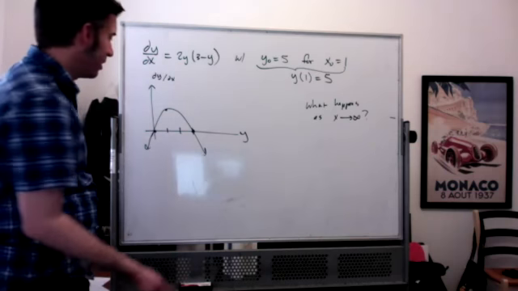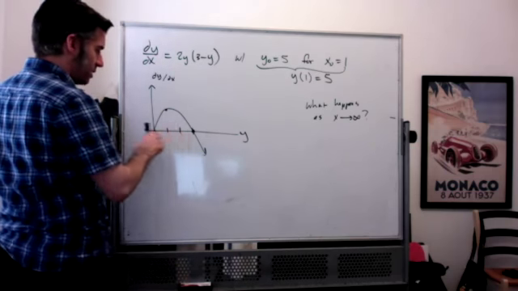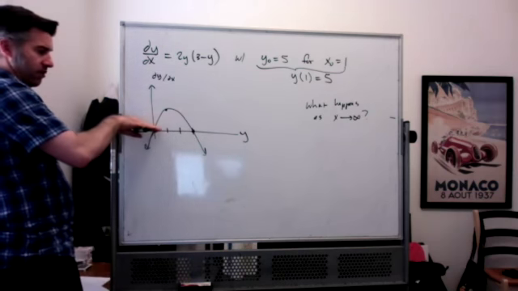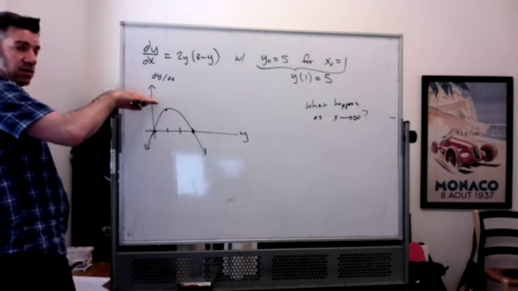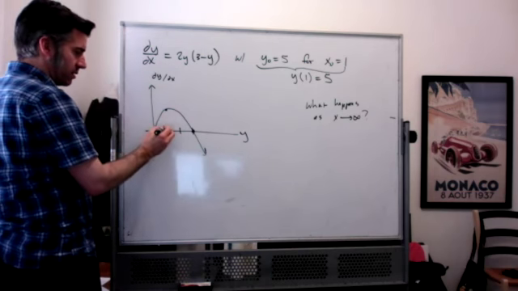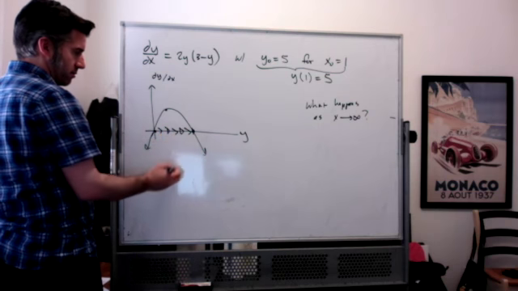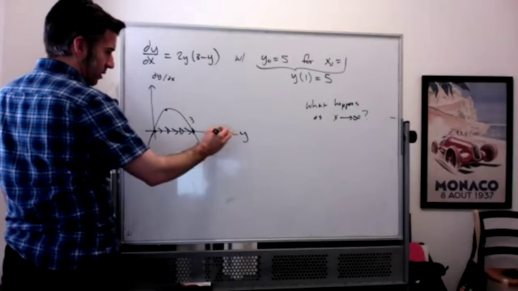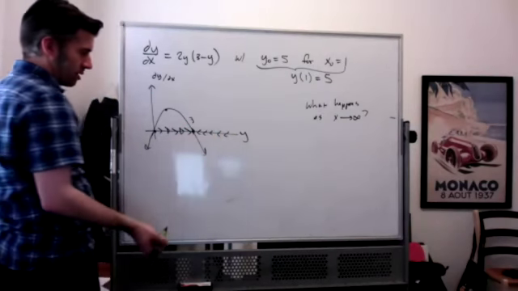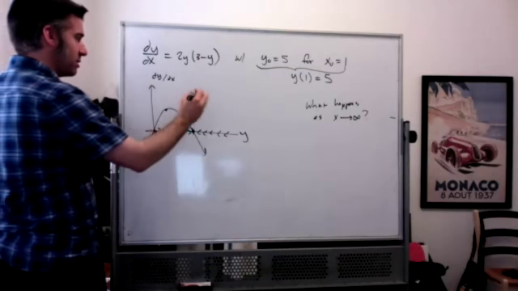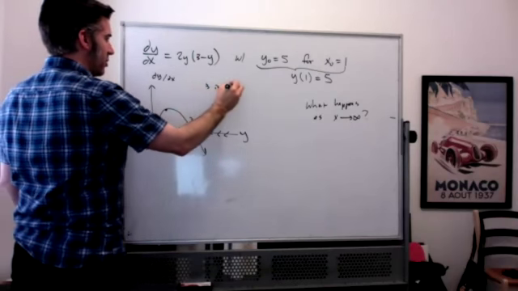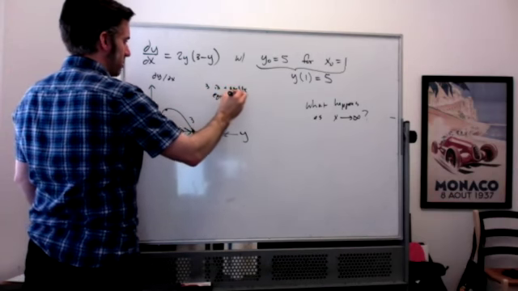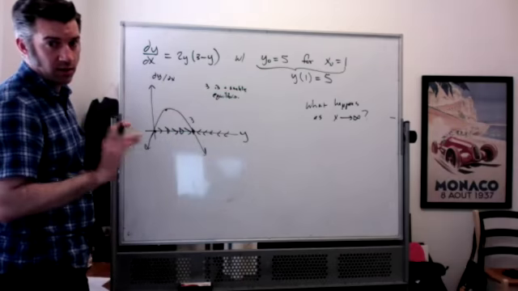Okay, so here's what I know. I know that in this region from 0 to 3, my derivative is positive, right? My dy/dx is above the horizontal axis, which means y is increasing. And over here to the right, my derivative is negative, which means y is decreasing. Which means, not that they've asked us this, that 3 is a stable equilibrium, and 0 is unstable. Okay.